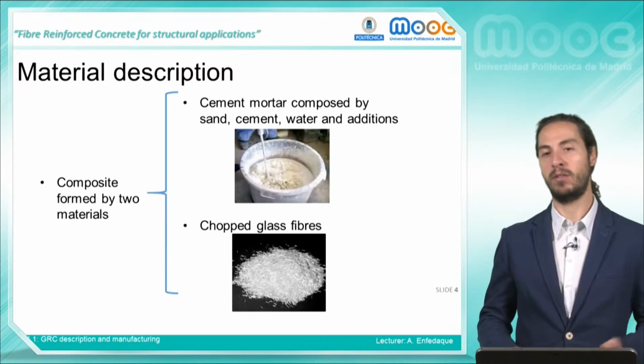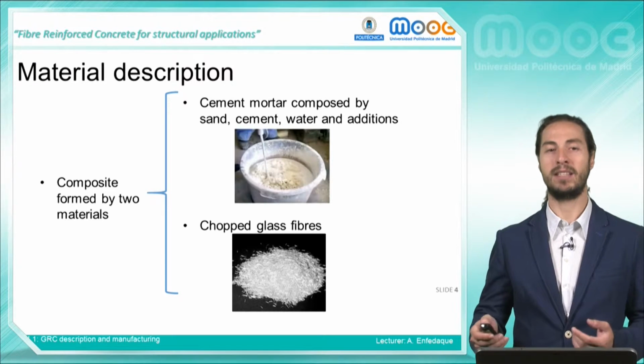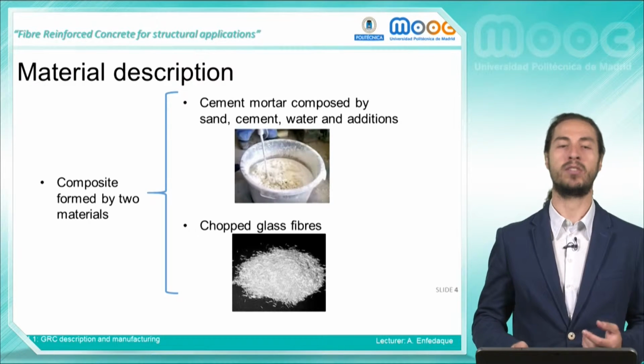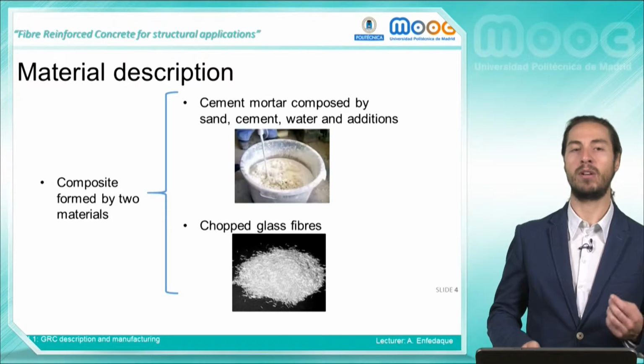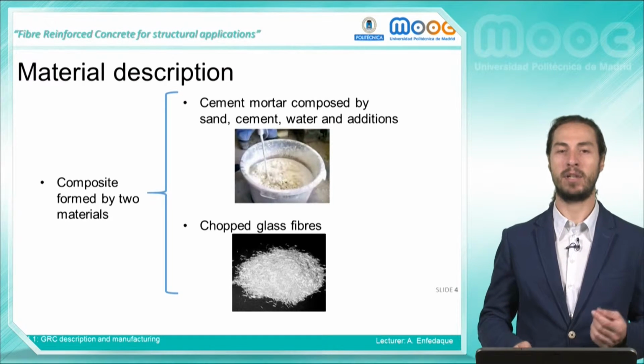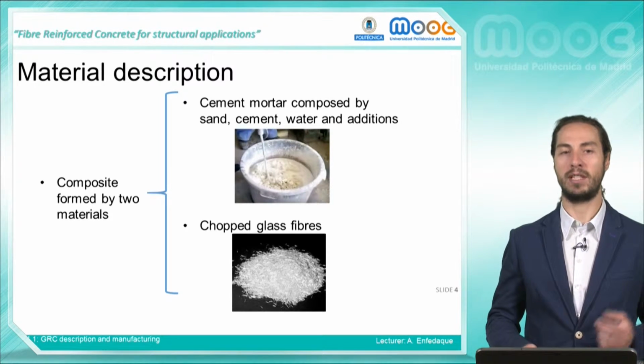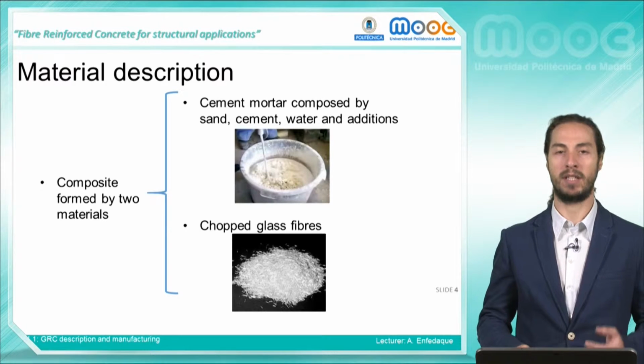As is probably well known by all the students of this course, cement mortar is composed by sand, cement, water, and in most cases some chemical additions. There are no regulations that establish the characteristics of the sand used, but in general practice, fine sand is the most used option. This type of sands creates smooth surfaces in the element manufacturing.